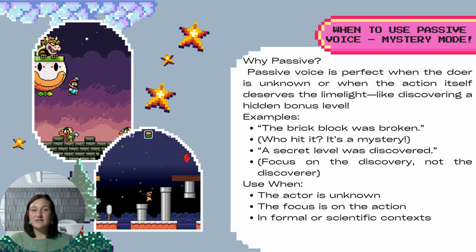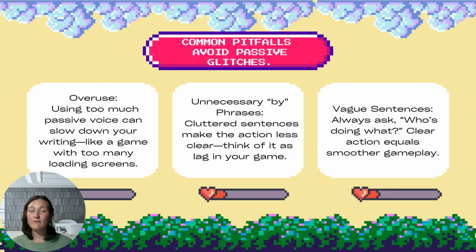Remember, we use it when the actor is unknown, when the focus is rather on the action, and in formal or scientific context. Right. While we are in mystery mode, I want you to avoid the following passive voice glitches.